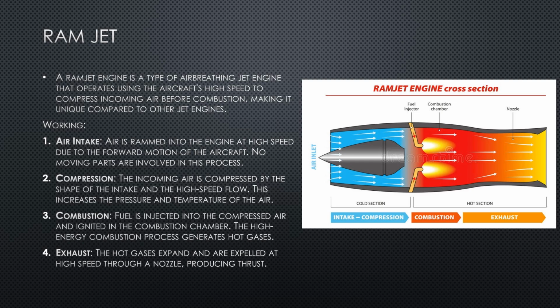Its working: first, air intake. Air is rammed into the engine at high speed due to the forward motion of the aircraft. There are no moving parts involved. Then compression. The incoming air is compressed by the shape of the intake and the high speed flow as the aircraft travels. This increases the pressure and temperature of the air. Then the combustion chamber. Fuel is injected into the compressed air and ignited. The high energy combustion process generates hot gases. Then exhaust. The hot gases expand and are expelled at high speed through a nozzle, producing thrust.